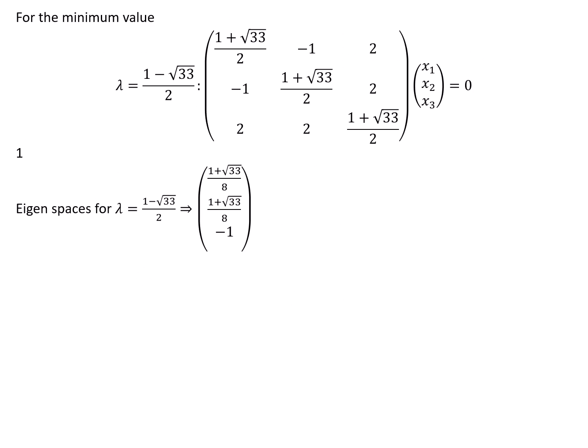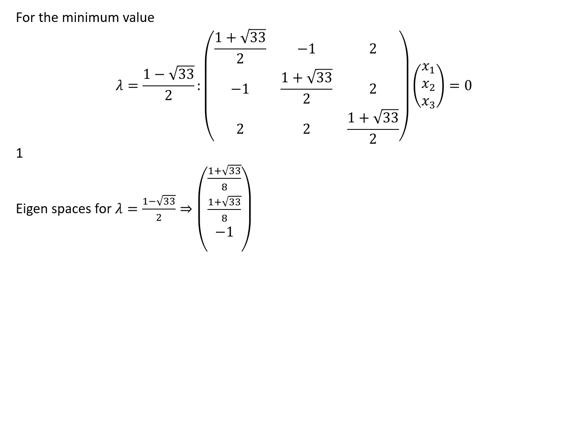So for lambda, for the minimum value now, for lambda equals 1 minus root 33 over 2. You also repeat the same procedure. You substitute the values of your lambda into that matrix and you multiply by the column vector x1, x2, x3. So you have 3 equations. Then you solve simultaneously to get the coefficients of the values for your x1, x2, and x3.